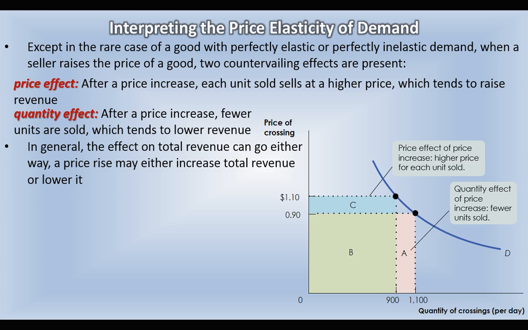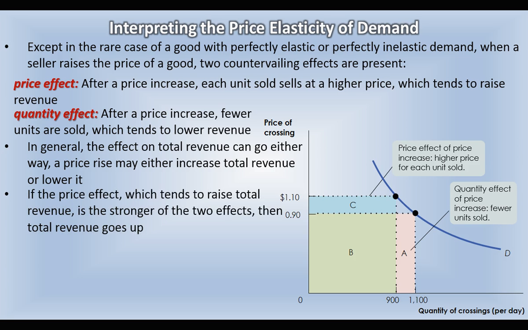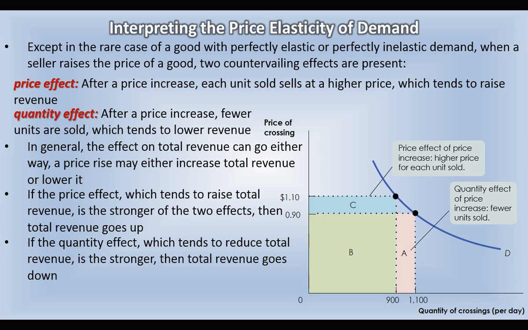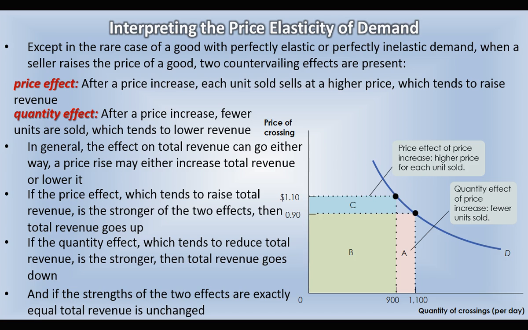A price rise may either increase or decrease the total revenue, and it's going to depend on the elasticity of demand. If the price effect, which tends to raise total revenue, is stronger of the two, then total revenues will go up. If the quantity effect, which tends to reduce total revenue, is stronger, then total revenue will go down. And if the strengths of the two effects are exactly equal, then total revenue will be unchanged.